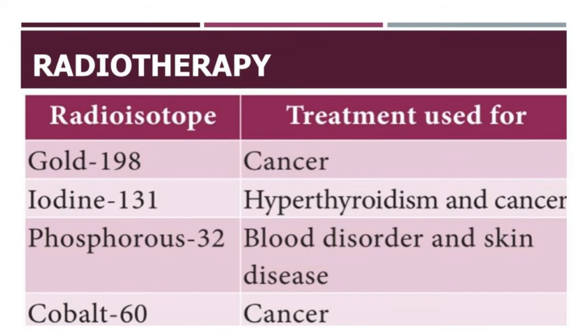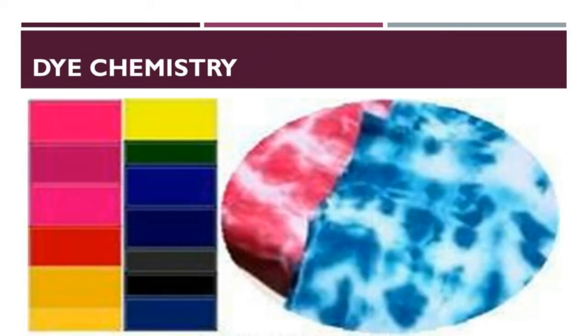Radiotherapy. Radioactive isotopes are used in the treatment of many diseases. This kind of treatment is called radiotherapy. Let's see the radioisotopes and what they are used to treat. Gold 198 is used for cancer. Iodine 131 is used to treat hyperthyroidism and cancer. Phosphorus 32 is used for blood disorders and skin disease. Cobalt 60 is used for cancer.